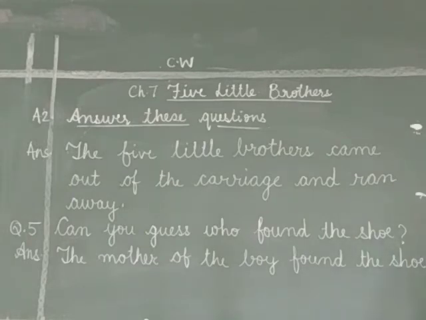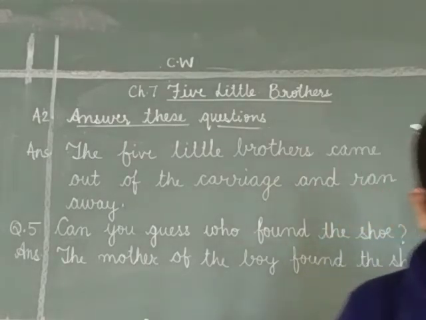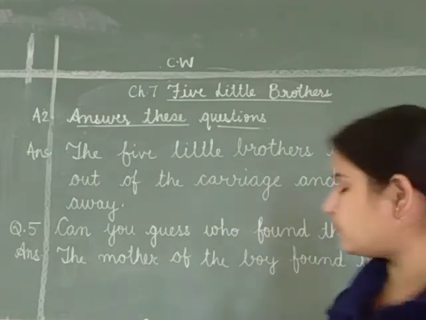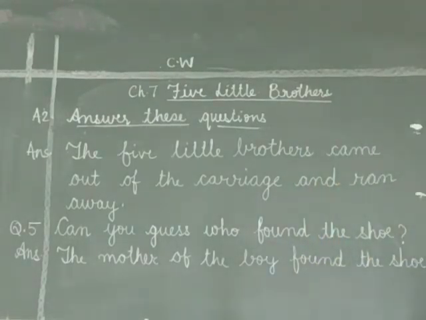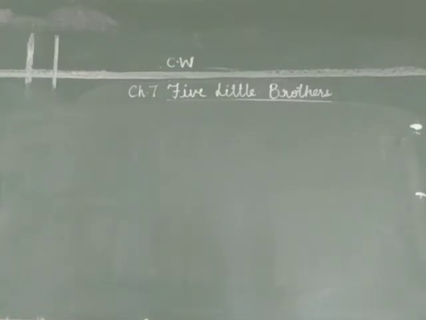Now I'm going to write the rhyming pairs from the book. It is exercise A4. Write down fast so that I could write the rhyming pairs from the poem.